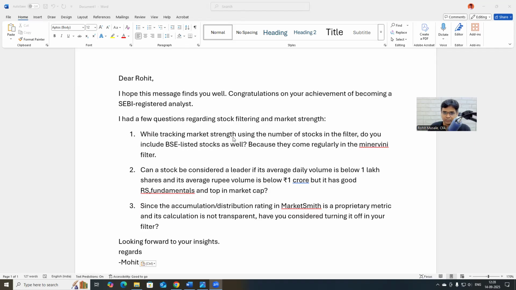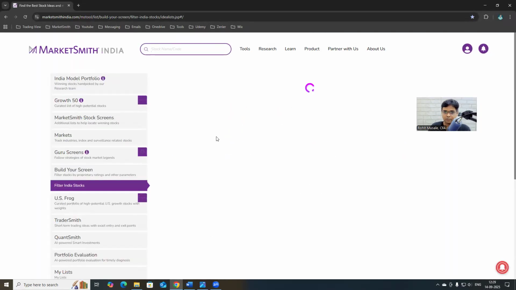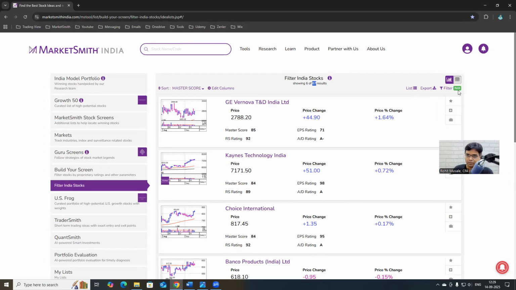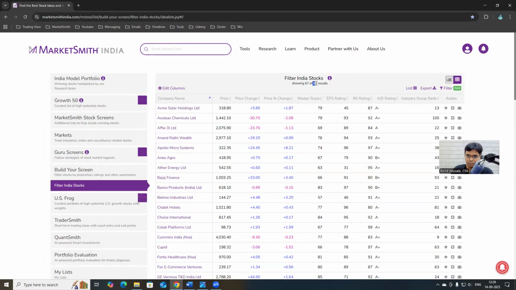While tracking market strength using the number of stocks in the filter, do you include BSE listed stocks as well? Because they come regularly in the Minervini filter. So he's talking about this. If I go to the breakout, he's talking about this number. When we use this filter, this evergreen filter, which I have discussed many times on this channel, he's talking about this number.